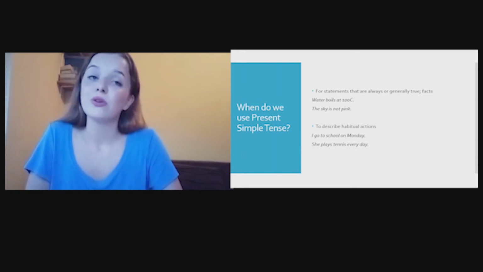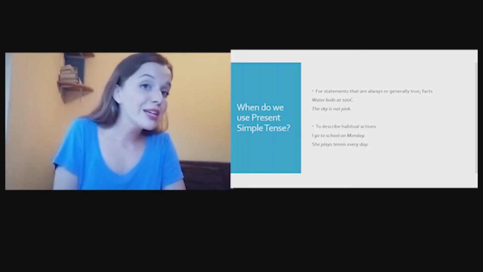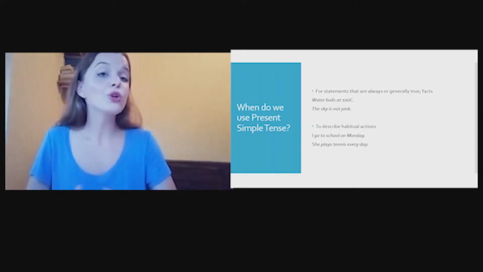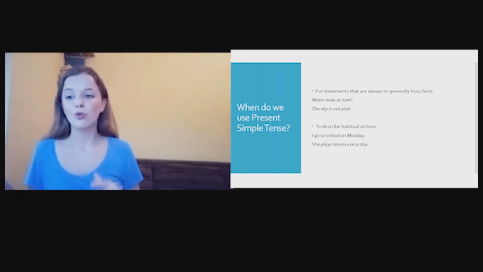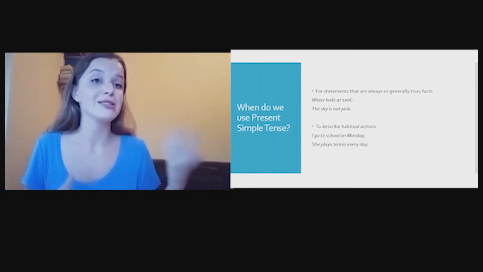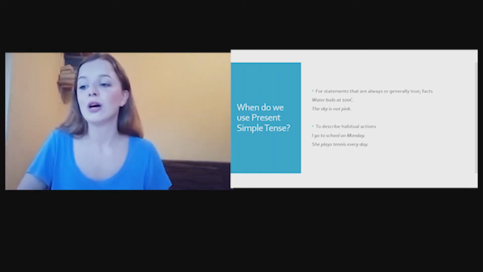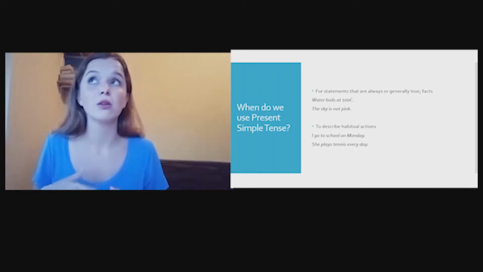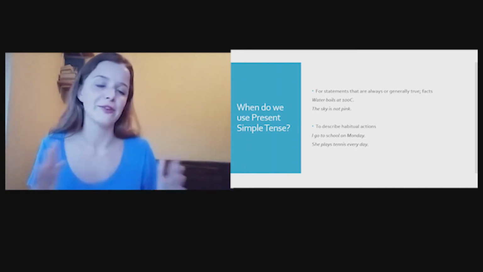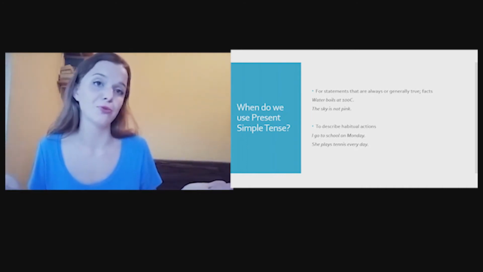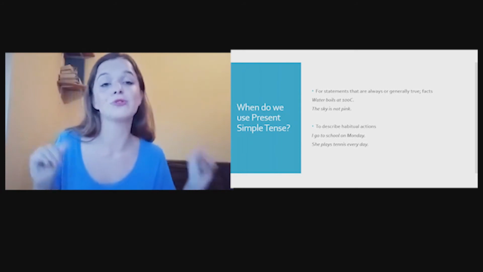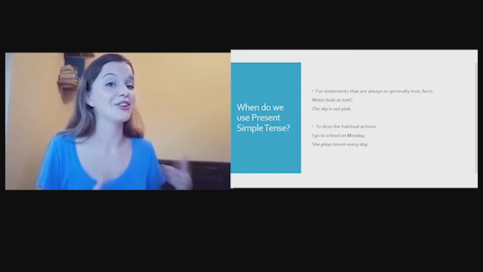So we use it for statements that are always or generally true, or for certain facts, like here, water boils at 100 degrees Celsius. So it's a fact, it's always true, it's a general truth. While you can say the sky is not pink. So it's very obvious, the sky is never pink. I mean, you can have a beautiful sunset, but not that beautiful. So we say the sky is not pink.